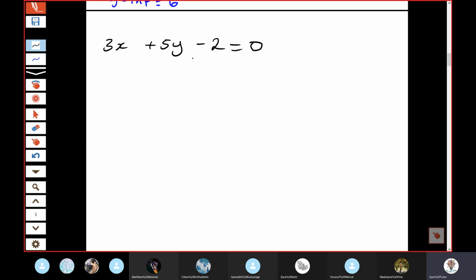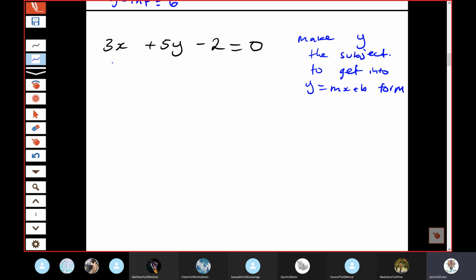All right, still, I can't get the gradient and y-intercept, so what do you guys want me to do first? As you understand now, we need to make y the subject to get into y equals mx plus b form. So what do you want me to do? Go back to your equations now. This should be fun for a lot of you. What do you want me to do? Step 1.